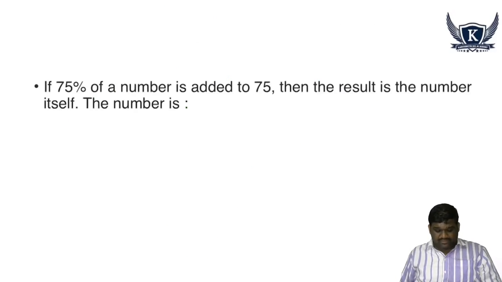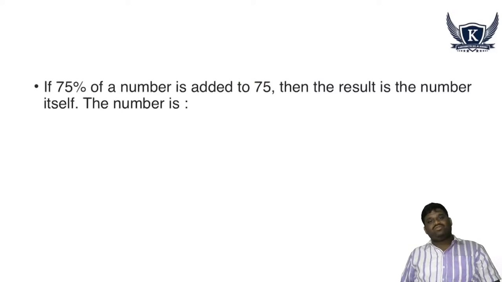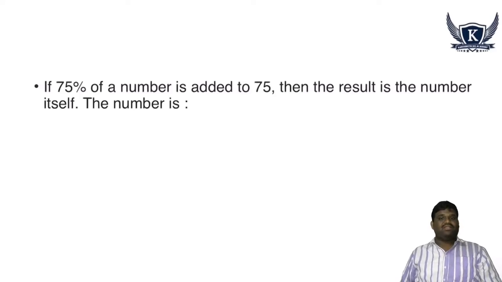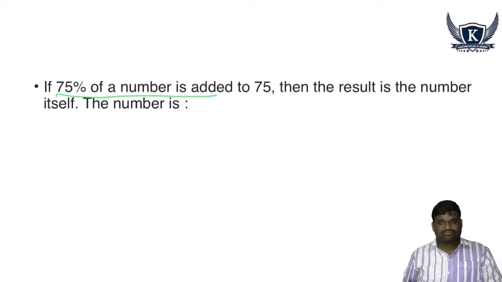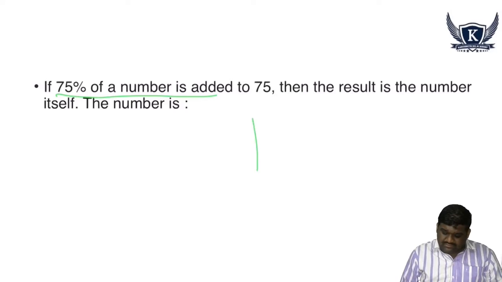75% of a number is added to 75. Then the result is the number itself. The number is, see sir, 75% of a number. I don't know what is the number. This can be answered in two different methods. So I will be taking method 1, method 2.